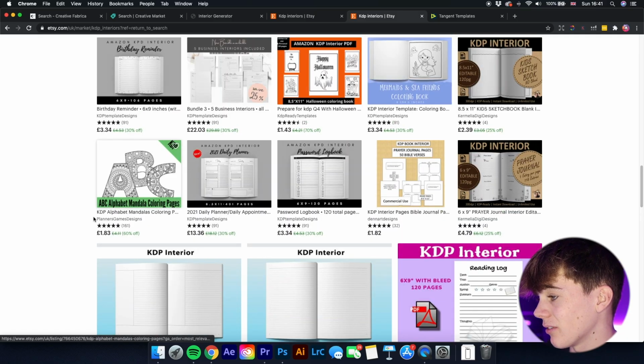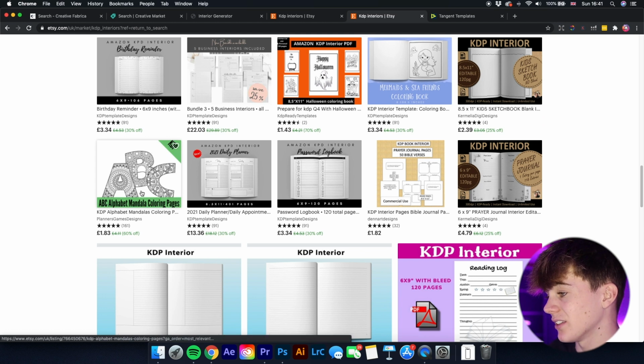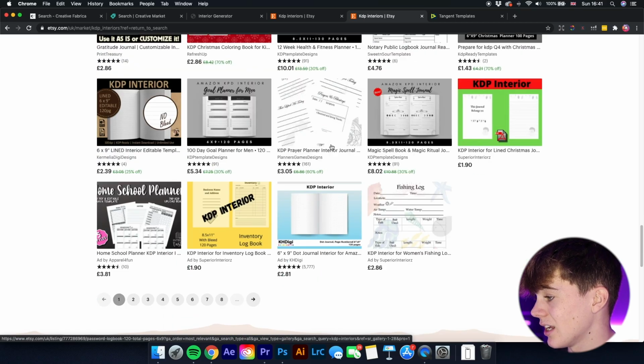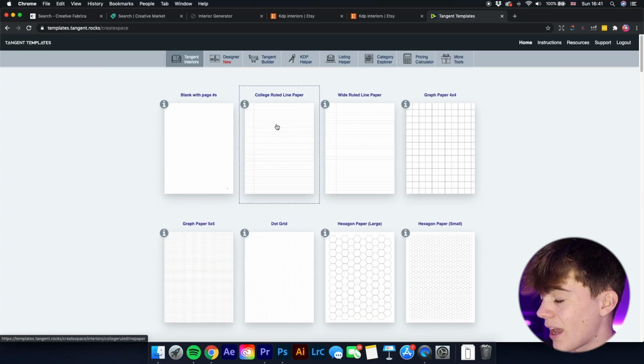And there's even stuff like this, KDP alphabet mandalas. I don't even know that niche. I might save that one, see if it's a possible niche. And let's move on to the final one today. And the final one is Tangent Templates.